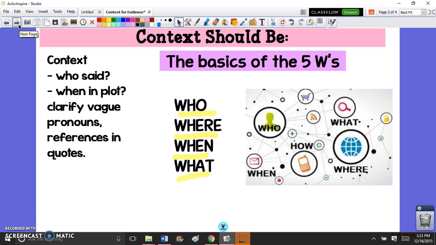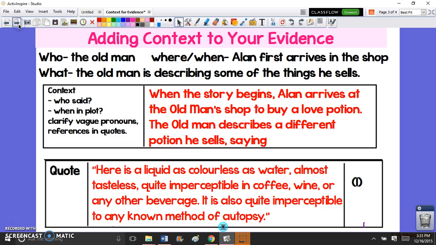Now you also kind of want to focus on the quote you're choosing. What happened just before that quote? Was there a different scene, or what happened a little bit earlier in the scene?